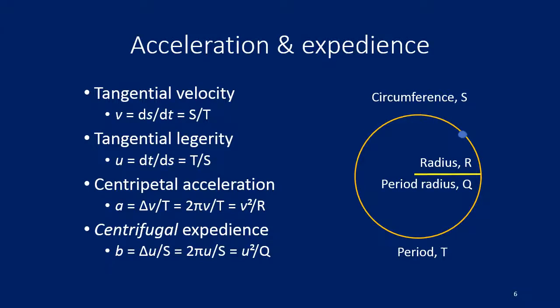Now we can also define the centrifugal expedience going the opposite direction. B is the change in tangential legerity divided by the circumference. And again, expanding that, we have 2 pi u divided by s, the circumference, or u squared over q, the period radius.